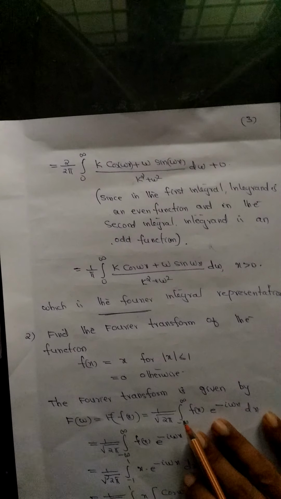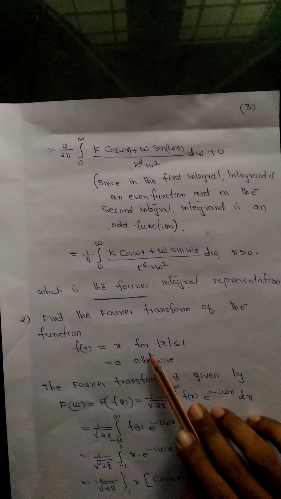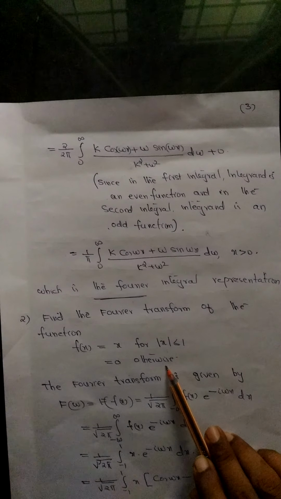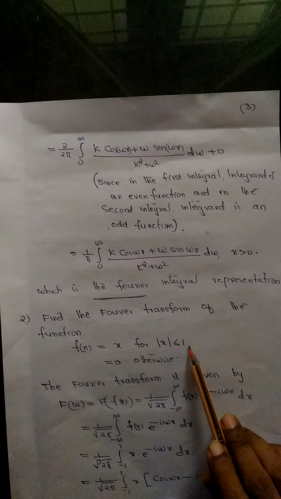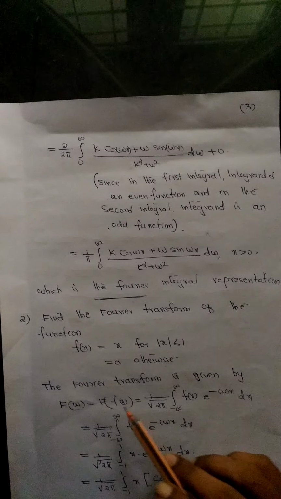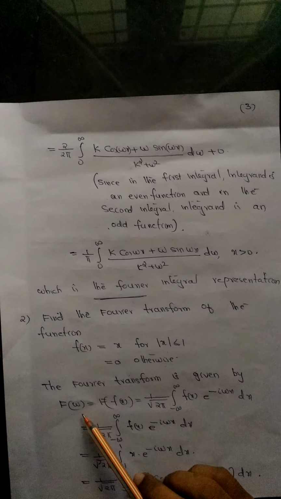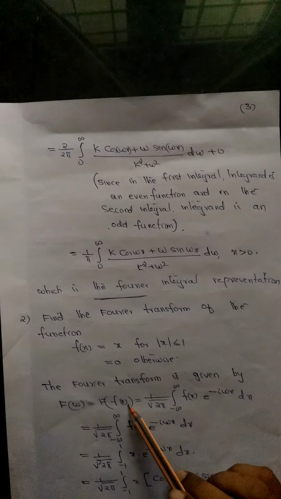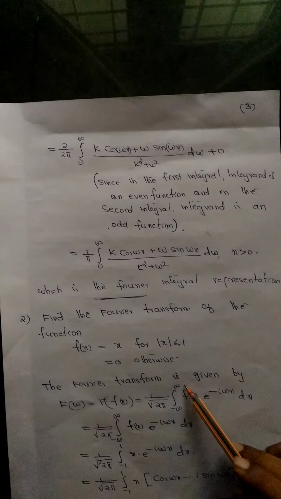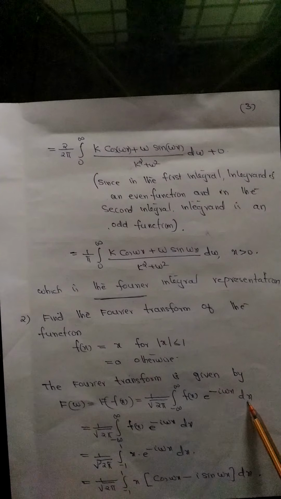And the second question is, find the Fourier transform of the function f of x equal to x for mod x less than or equal to 1, and equal to 0 otherwise. So mod x less than or equal to 1 means x lies between minus 1 and plus 1. First we write the definition of the Fourier transform. The Fourier transform is given by F of omega equal to 1 by root 2 pi integral from minus infinity to plus infinity of f of x into e raised to minus i omega x dx.